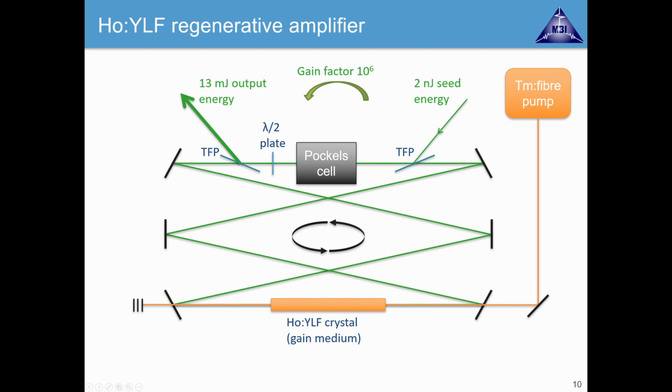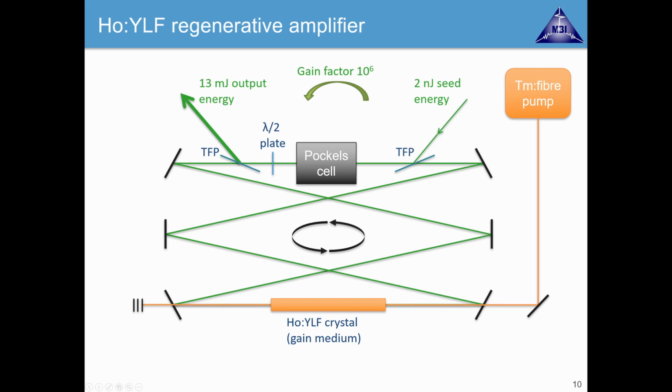So let's come to the pump. Our pump is a regenerative amplifier, which is a resonator in a double X-fold architecture, or just a double X-fold cavity. So in principle, pulses can just circulate around. We have a holmium-YLF crystal as a gain medium, which is self-pumped by a thulium fiber laser. And then we couple in the 2 nanojoule seed from our chromium zinc sulfide laser with a Pockels cell and a lambda half plate, with which we can trigger the number of round trips.